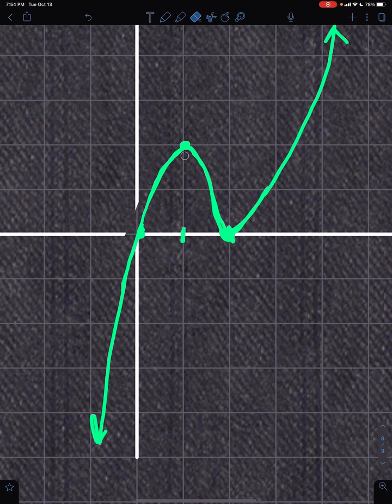Anybody graph digitally? Draw digitally? I never could like that. I don't draw very well anyway, but I never really liked the digital drawing stuff.